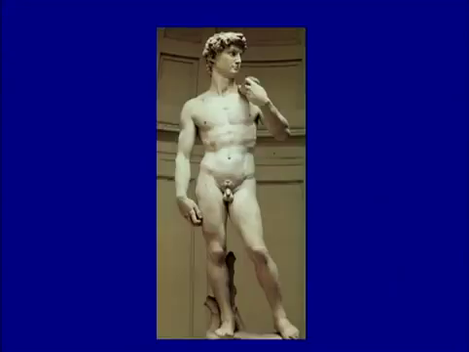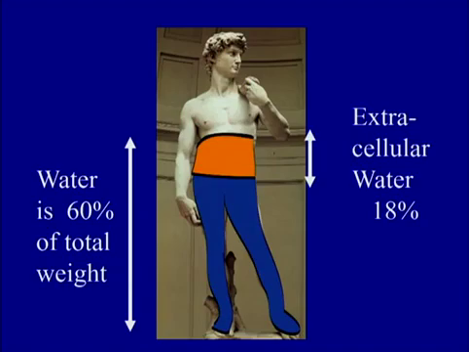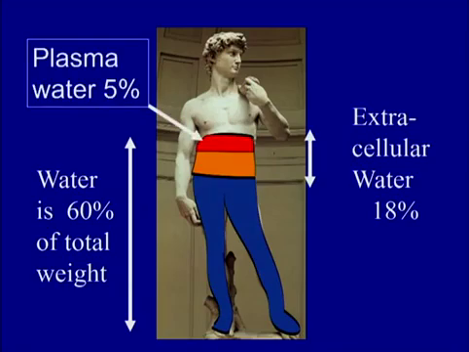All right, well, let me just go back a little bit. So this was the slide I was starting with. It was surprising for the lack of reaction. So looking at the typical body, 60% of the total weight is water. As I said, we're one big bag of water. Of that, about 18% is extracellular, and about 5% is plasma water.